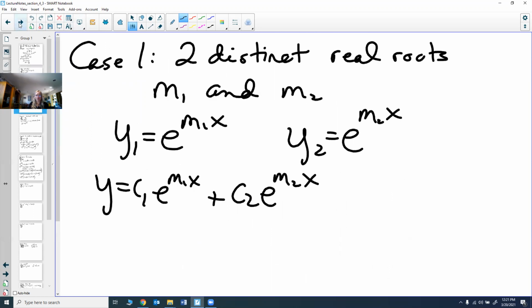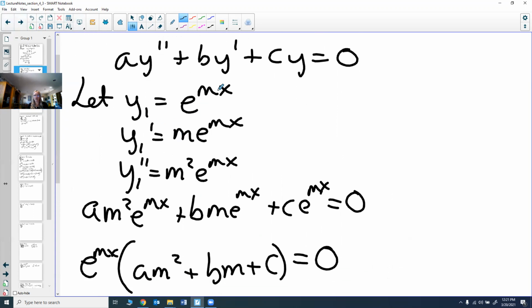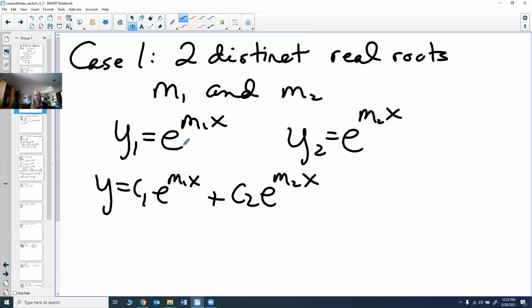So let's see what we can do. Let's look at the case of two distinct real roots. We'll call them m1 and m2. Remember, we assumed back here that y1 is e to the mx. We assumed that was my solution. So that means y1 is e to the m1x. But there are two m's, so the other one must be y2 equals e to the m2x.